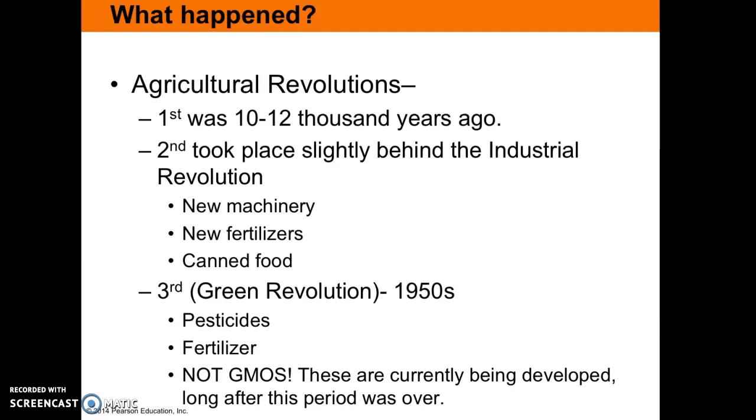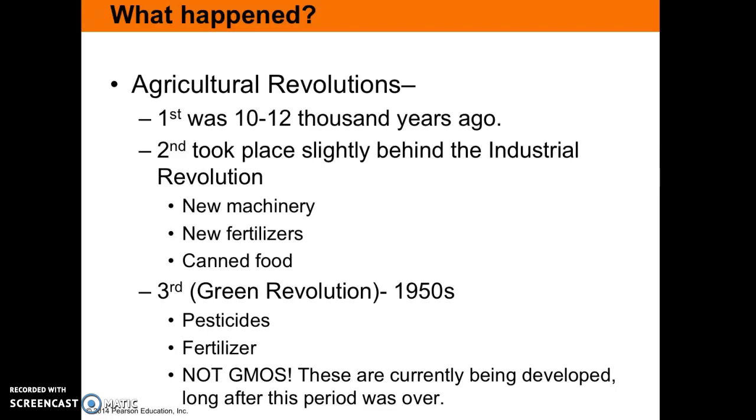The second agricultural revolution took place basically at the same time as the Industrial Revolution, but with a slight lag. So the Industrial Revolution would have started in the mid-1700s. This agricultural revolution started in the early 1800s, so it just lagged a little bit. As they were developing things like steam engines and machines for factories, they also started to develop new farming technology. First for the steam engine, we had the train and the steam engine for the boats, but eventually we had tractors.